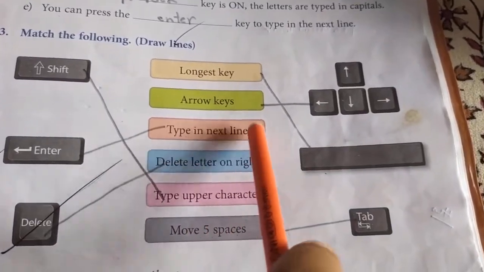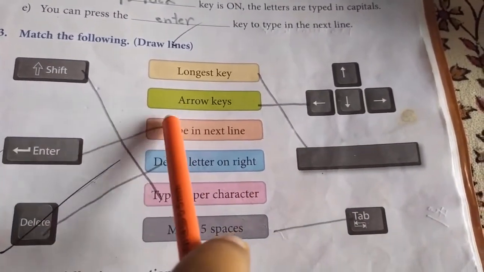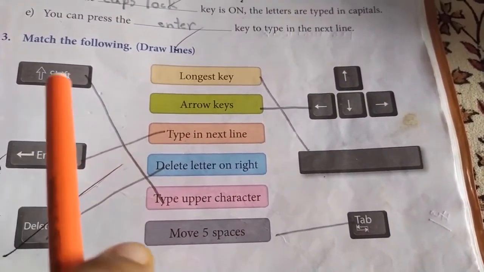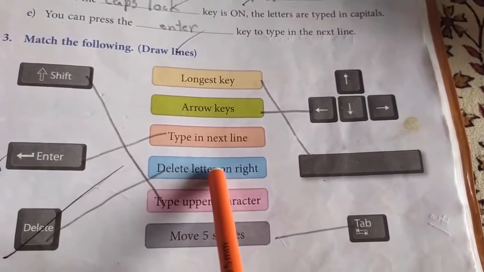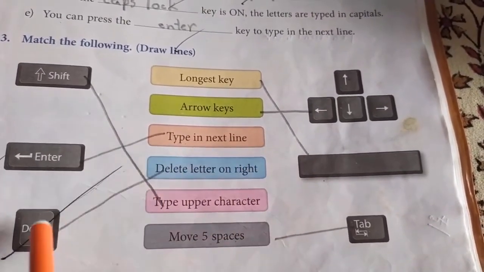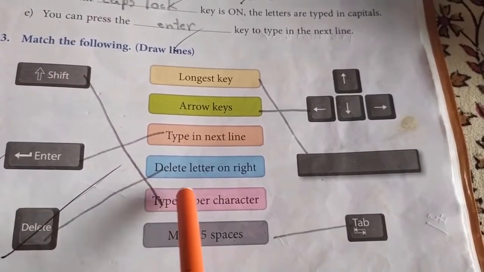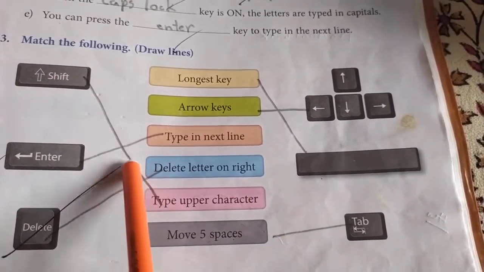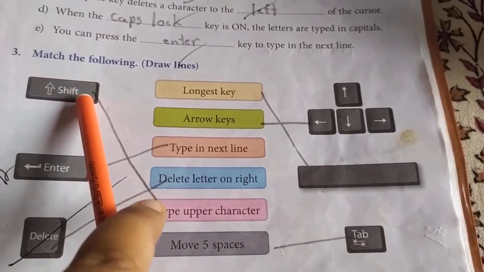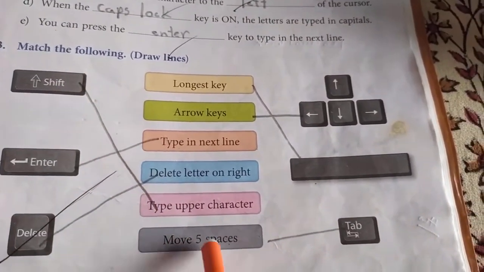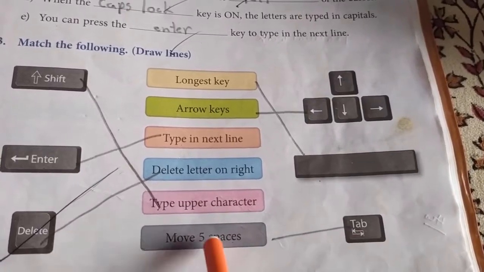Type in next line is done by enter key. So, the matching is over here. Delete letter on right. Delete key. So, the matching is over here. Type upper character. It is matched with here shift key. Moves 5 spaces. Tab key. Matching is over here.